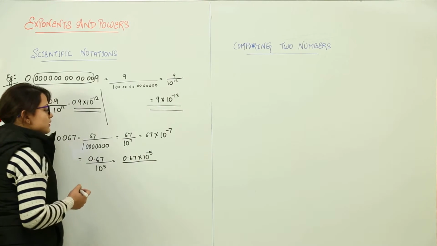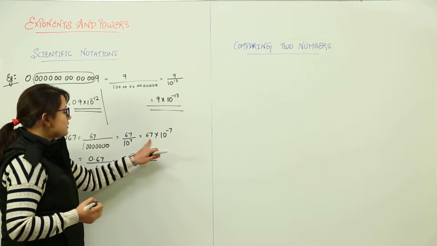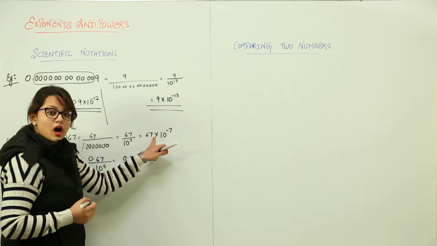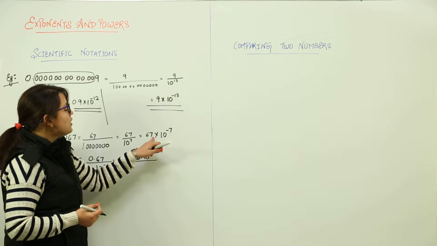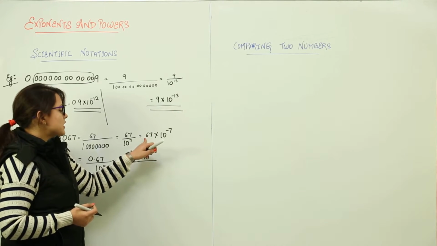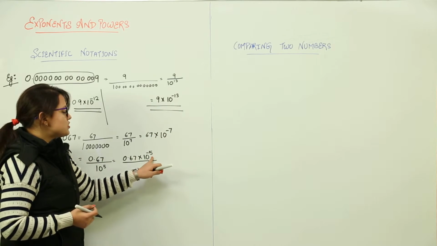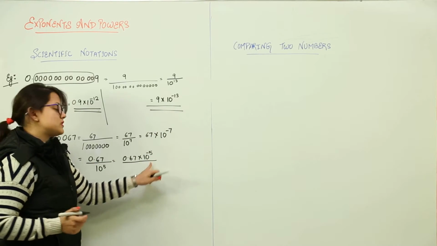See again the difference between them both. Here the decimal point was after 7. If nothing is written, that means it is after the point. Now I have jumped back 2 places. That means the power will also get changed by 2 places.